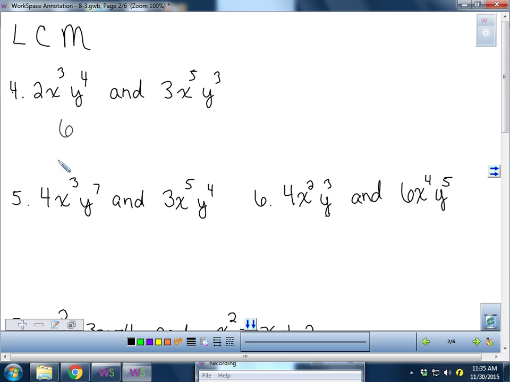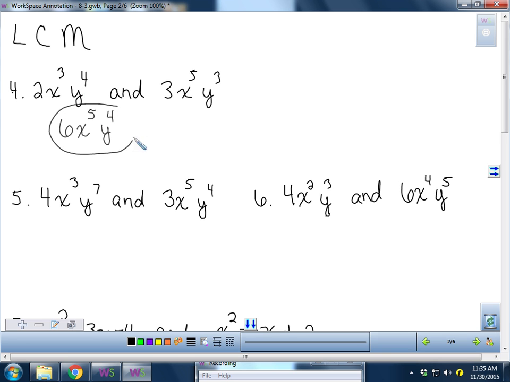Alright, and then with variables, it's easy. You take the biggest one. 3 and 5 will both go into the 5. Alright, and with the y's, 4 and 3 will both go into the 4. So it's kind of like greatest common factor, but opposite almost. So this would be x to the 5th and y to the 4th. Easy way to remember, it's always going to be the bigger exponent.